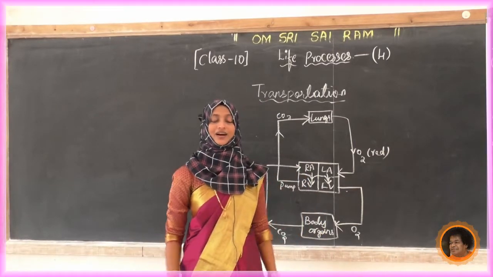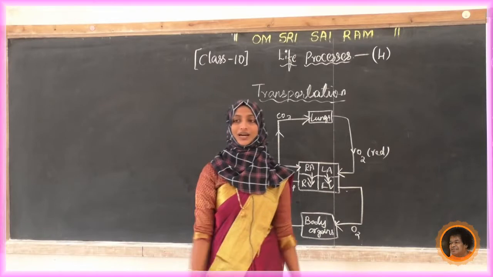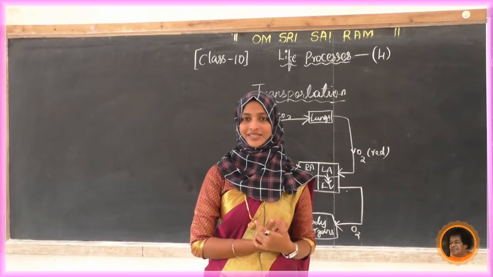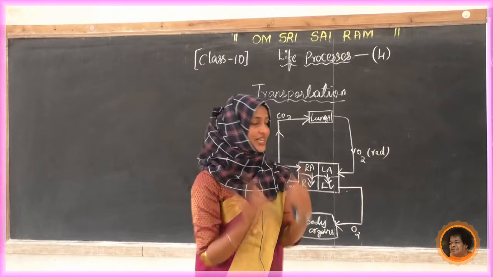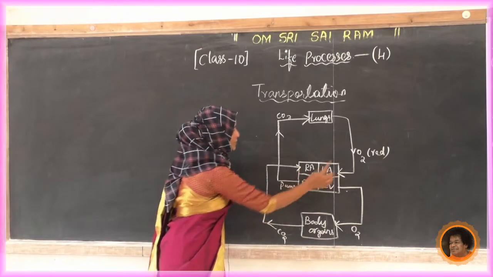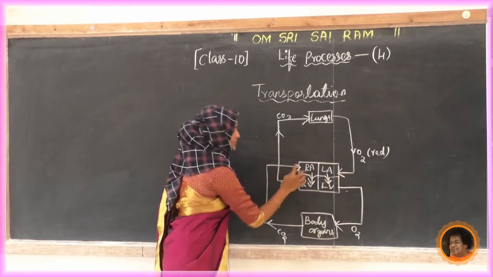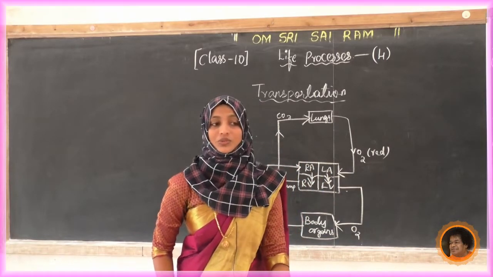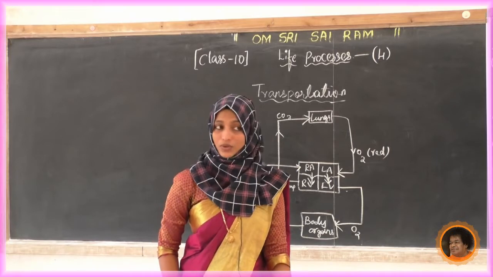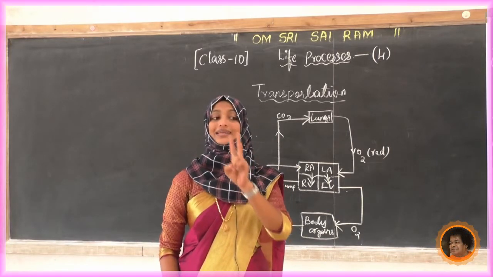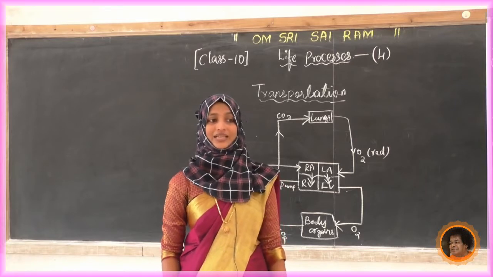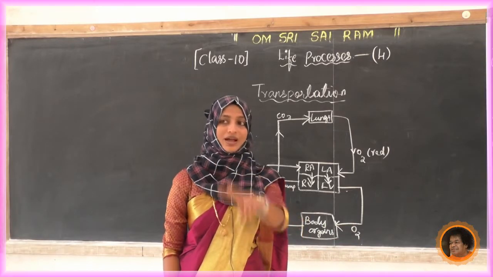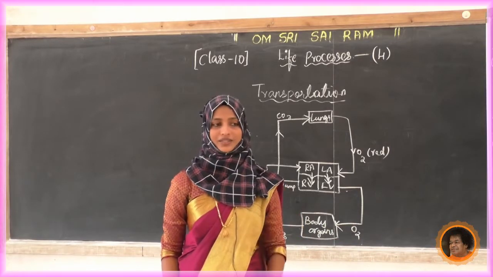Now tell me student, how many times does blood go to the heart? Once or twice? Yes. In our case we studied 2 times. From here one time and from here 2 times. 2 times blood goes to the heart. That is, blood goes through the heart twice during each cycle in all the vertebrates. In all the vertebrates, we can see 2 times blood is flowing through the heart.